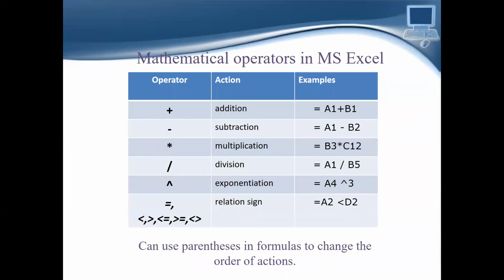Mathematical operations in Microsoft Excel are shown in this slide. Here are shown the operations, their actions, and examples. For example, the operator plus, its action, addition, and the example. At first, you must write down the symbol equal and the names of the cells, for example, A1 plus B1. At the end, the computer calculates the sum of the contents of the cells.